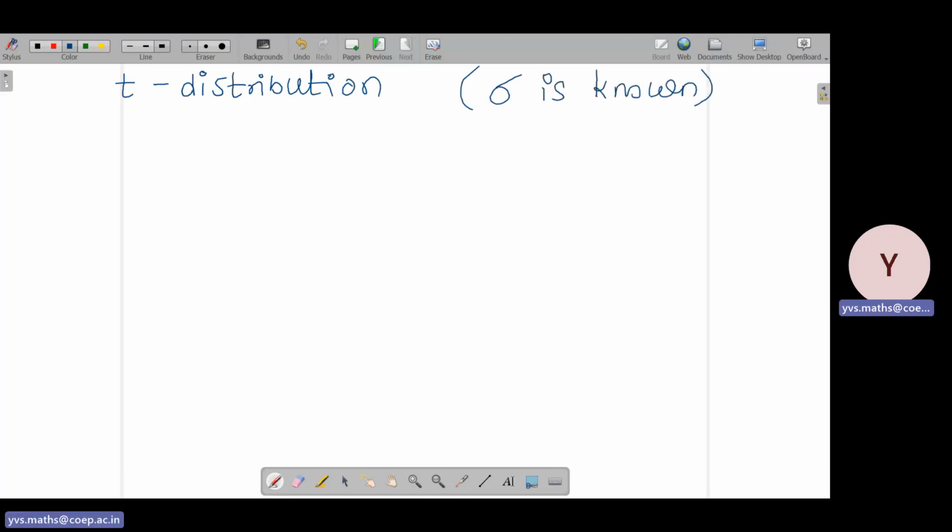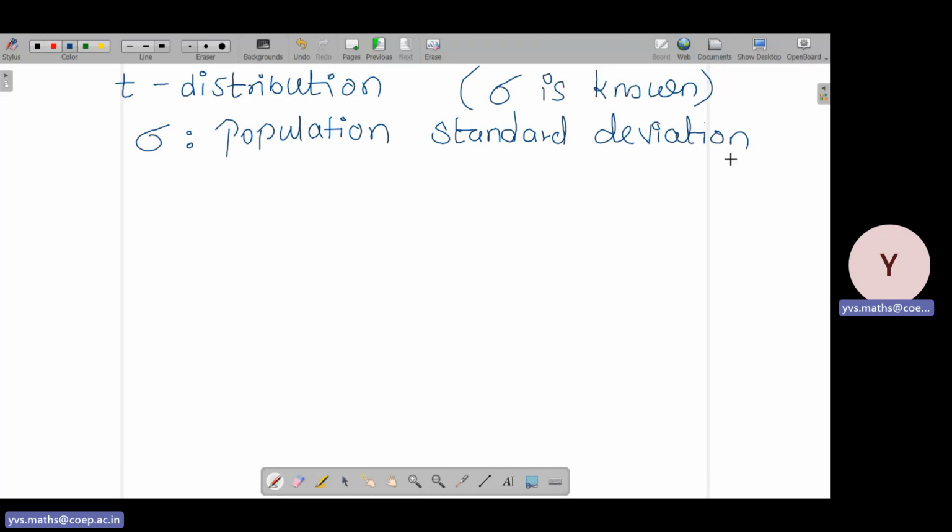So what is sigma? I hope everybody knows that sigma is the population standard deviation, and the corresponding sample analog is S. This is the sample standard deviation. One should understand that sigma and S are analogs to each other. Sigma is the population parameter and S is the sample statistic, namely the sample standard deviation.